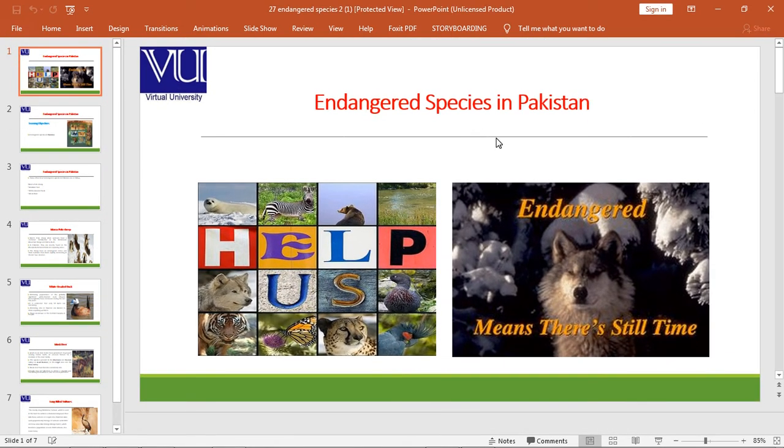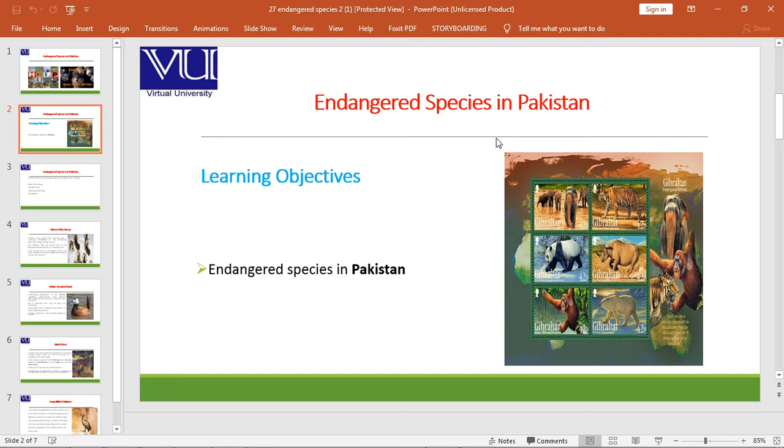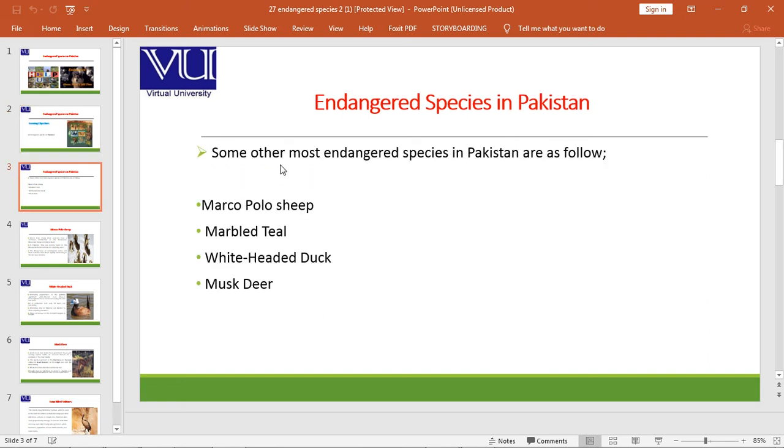Endangered species in Pakistan. Learning objectives: endangered species in Pakistan, or some other most endangered species in Pakistan, are as follows: Marco Polo sheep, marbled teal, white-headed duck, musk deer.